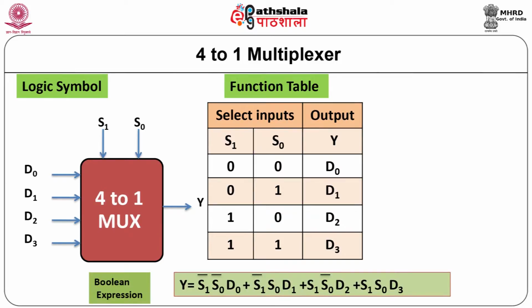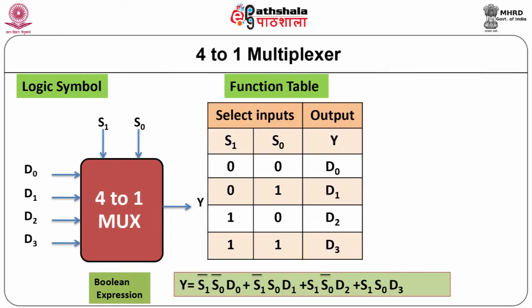From the function table, we can directly write the Boolean expression in sum of product form. Each row of the function table provides the product term and the Boolean expression is Y is equal to S1 bar S0 bar D0 ORed with S1 bar S0 D1, OR with S1 S0 bar D2, OR with S1 S0 D3. This is the Boolean expression for 4 to 1 multiplexer.